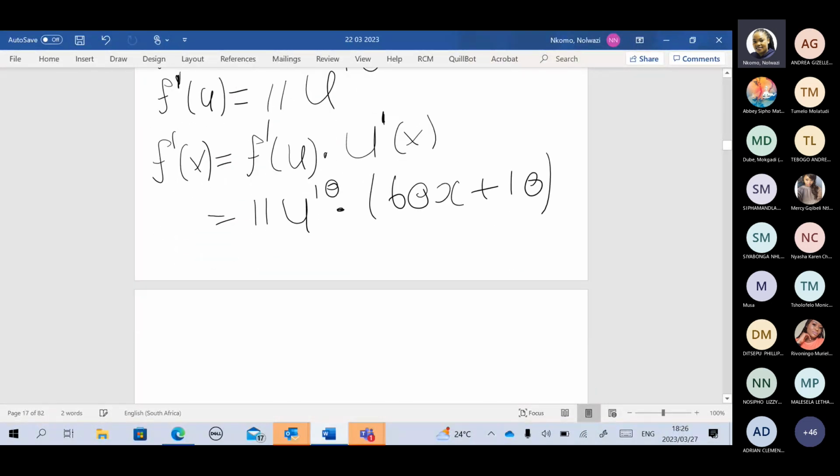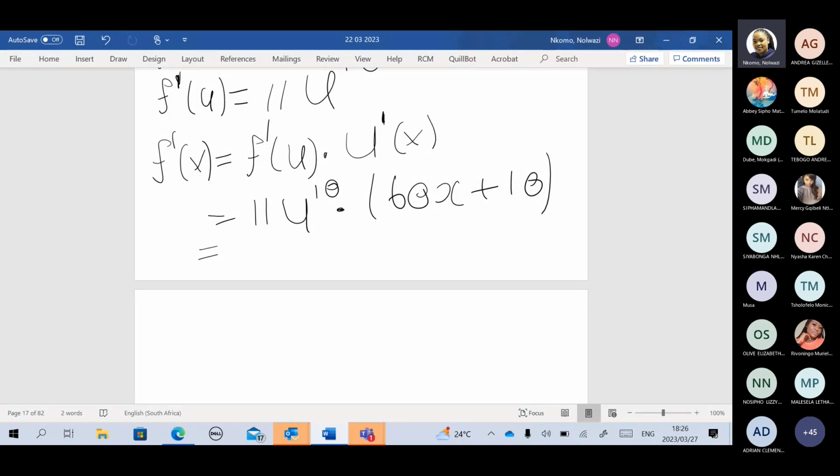But our initial given function, the one we were given, didn't have U, right? We are the one who introduced U. So we need to write the final answer in terms of what we were given. We were given our function in terms of x, right? So we need to get rid of this U.